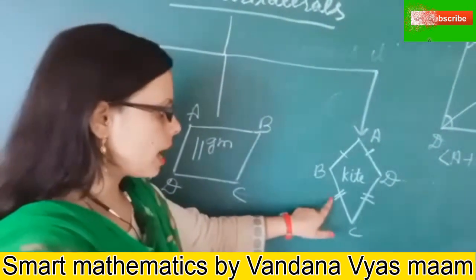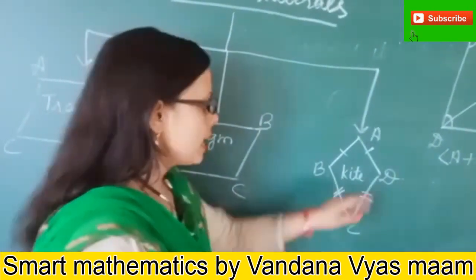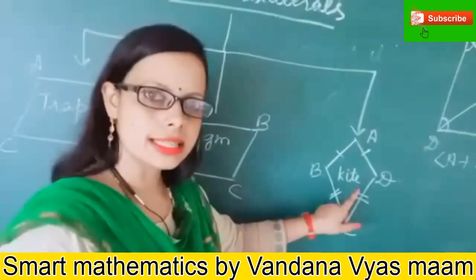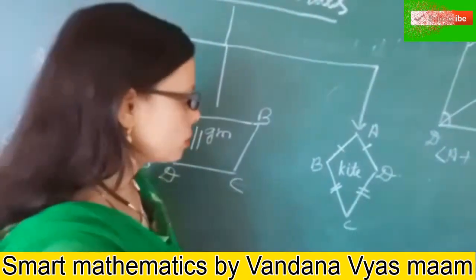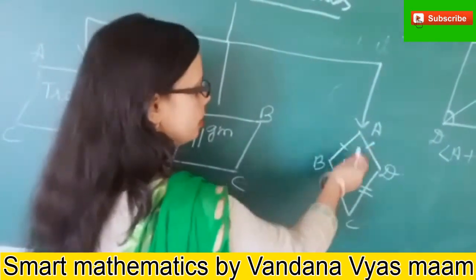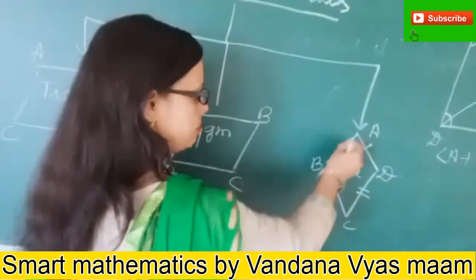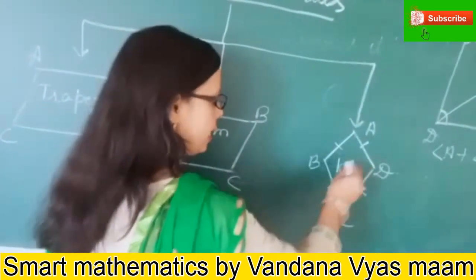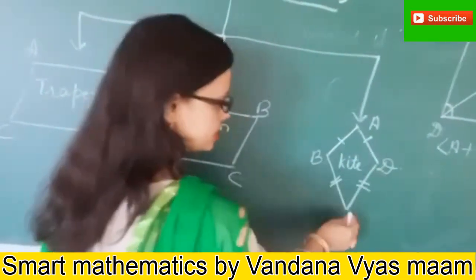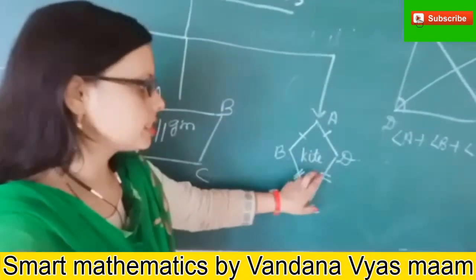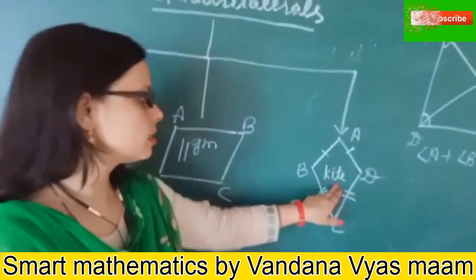Third one is kite. What is a kite? Any quadrilateral whose adjacent sides are equal is called a kite. Means if we have a quadrilateral ABCD and AB is equal to AD and BC is equal to CD, then this type of quadrilateral is called a kite.